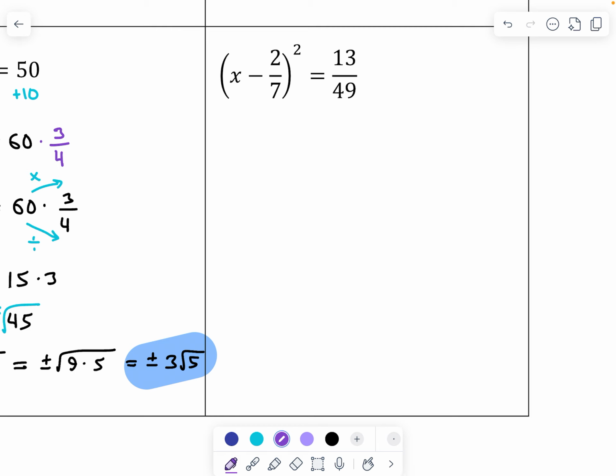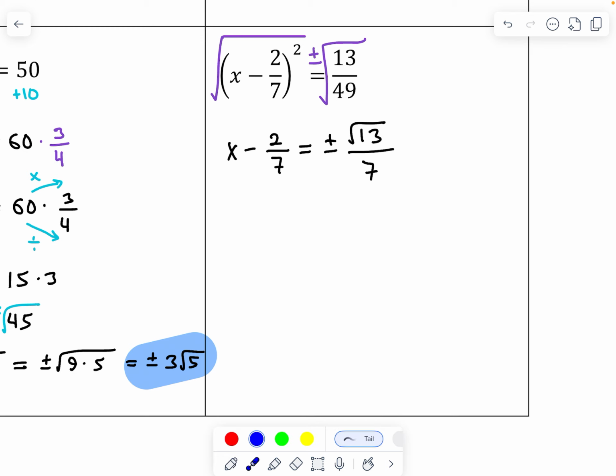To get rid of the square, we square root both sides. Plus or minus x minus 2/7 equals plus or minus root 13 over, I'm going to skip a step here and do 2 steps in one, root 49. That's 7. That's 7. 13 is a prime number. Can't simplify it. It's going to stay a root 13.